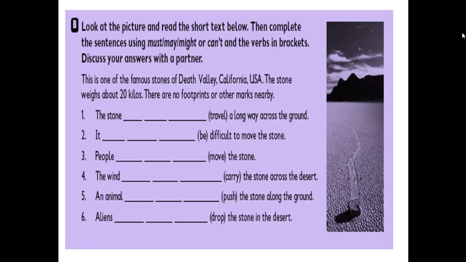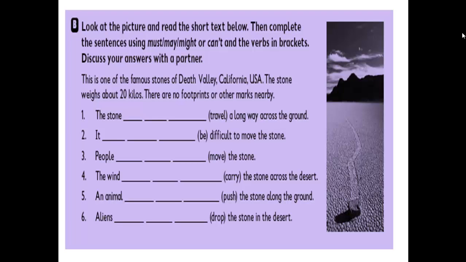This is one of the famous stones of Death Valley in California, USA. The stone weighs about 20 kilos. There are no footprints or other marks nearby. So, number one, the stone traveled a long way across the ground. The stone must have traveled a long way across the ground.